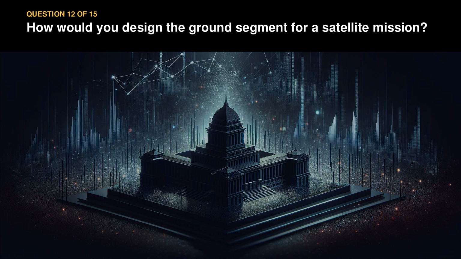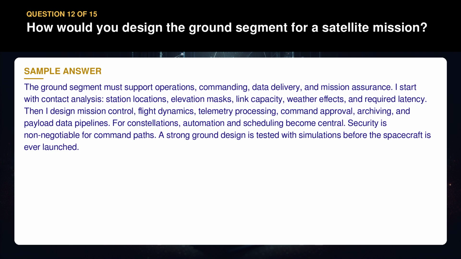Question 12. How would you design the ground segment for a satellite mission? The ground segment must support operations, commanding, data delivery, and mission assurance. I start with contact analysis, station locations, elevation masks, link capacity, weather effects, and required latency. Then I design mission control, flight dynamics, telemetry processing, command approval, archiving, and payload data pipelines. For constellations, automation and scheduling become central. Security is non-negotiable for command paths. A strong ground design is tested with simulations before the spacecraft is ever launched.